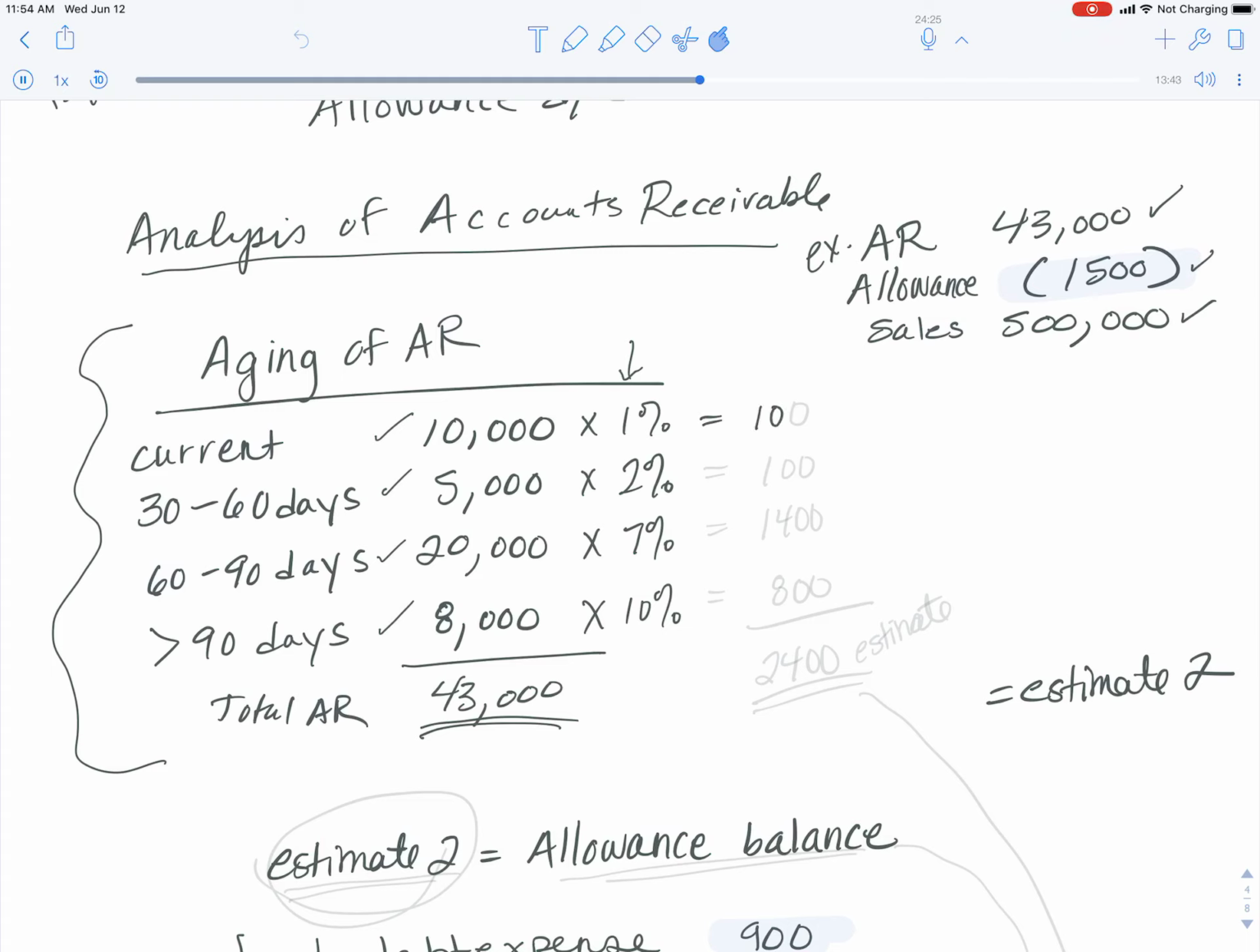And then we'll multiply it out. So 10,000 times 1% is 100. 5,000 times 2% is also 100. 7% times 20,000, that's 1,400. And then 8,000 times 10% is 800. So based on all these percentages of these debts going bad, we're estimating that 2,400 will be bad. So that's going to be the amount that we want in our allowance account.